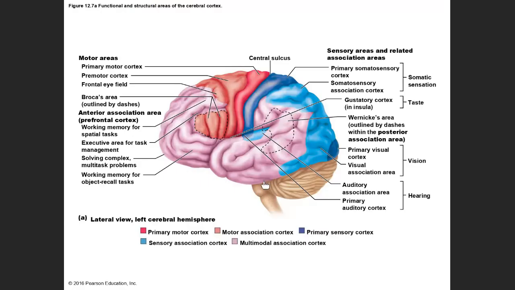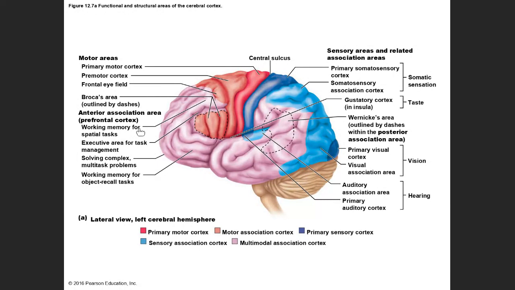So this picture is outlining some of these areas. We have motor areas, we have sensory areas, and we have association areas. Of course, you don't need to know all of this. I'm just picking out the ones that I feel you really need to know about. And we're going to go through some of these individually.